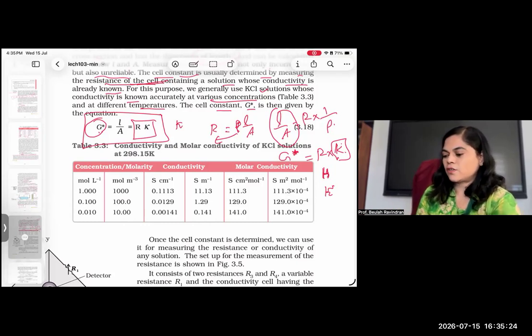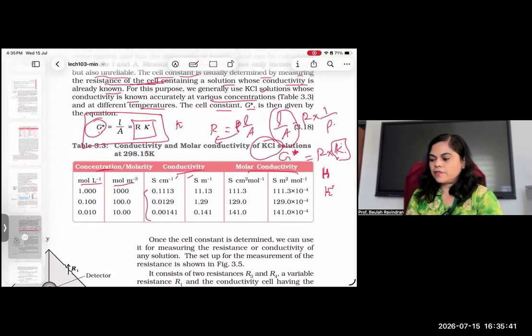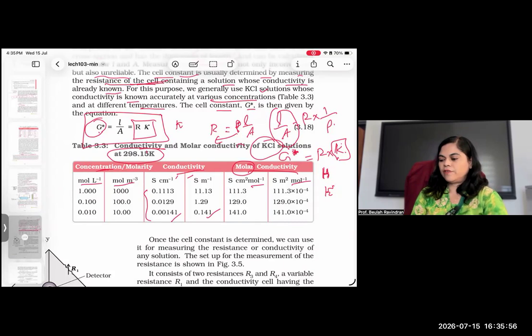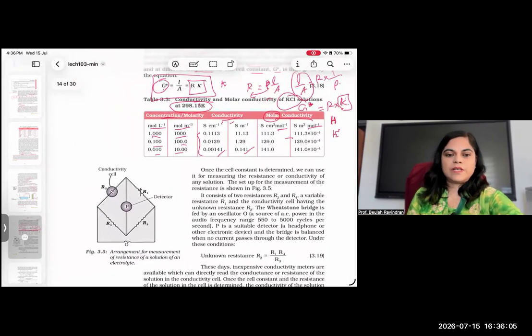So this is kappa, that is the conductivity. Conductivity at various concentrations is given here. This is concentration in mole per liter, then molarity, conductivity, molar conductivity, everything is given. So compare with the solutions. The conductivity and molar conductivity of KCl solutions at room temperature are given. Siemens per centimeter is also given, Siemens per meter is also given. Molar conductivity is per mole, so you need to divide by the mole, that's it. See this table, it's very important for you.